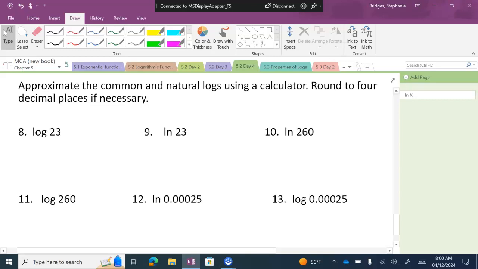Want to tell us on our quiz too, to use the calculator to find the value of them. So that's how you know when you need to use the calculator.